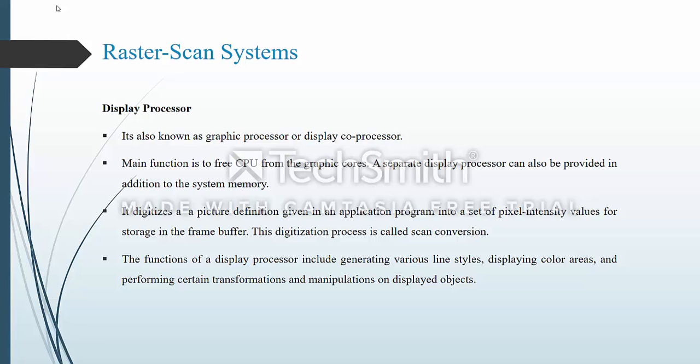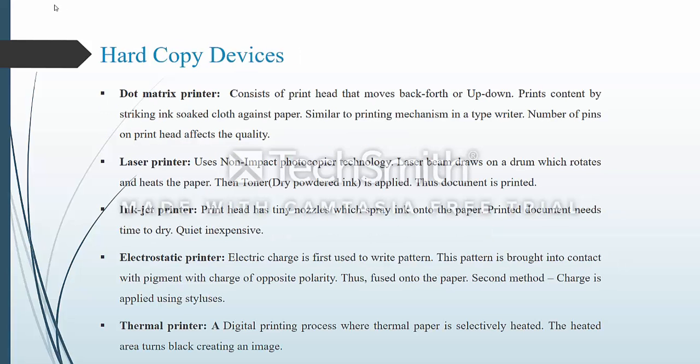Main function is to free the CPU from the graphic chores. A separate display processor can also be provided in addition to the system memory. It digitizes a picture definition given in an application program into a set of pixel intensity values for storage in the frame buffer. This digitization process is called scan conversion. The functions of a display processor include generating various line styles, displaying color.